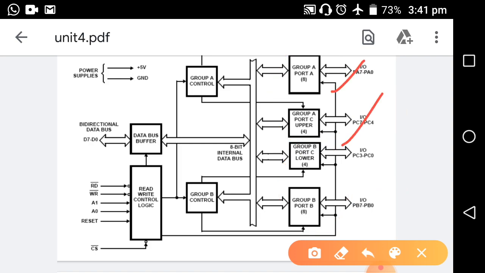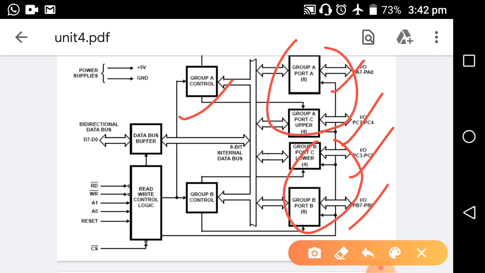You have seen here double-sided arrows represent these ports are the bidirectional ports, okay. So to control these 2 groups, group A and group B, we have 2 different control sections. One section for the group A control and the second section is the group B control, okay. Group A section control provides all the controlling signals to the group A, and there are 2 components in the group A. First one is the upper port A and the upper 4 bits of the port B.